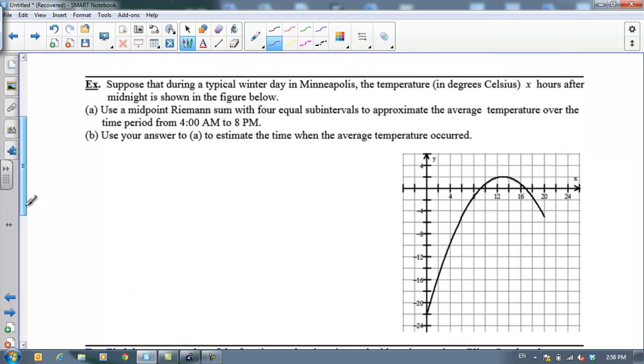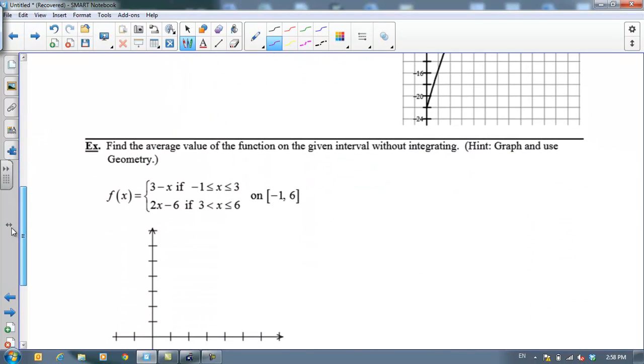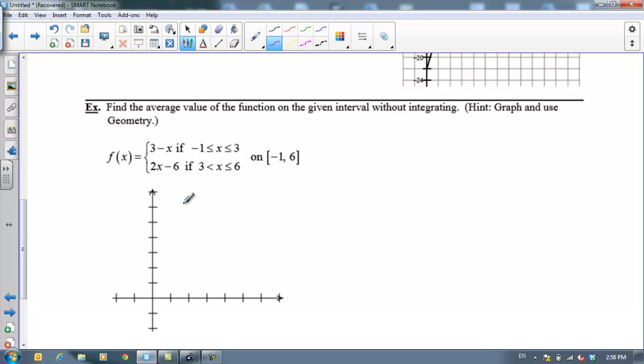Alright, well, I'm not going to do another Riemann sum with average value because we just did one. We don't need another example of that. But I do want to show you a way of doing it geometrically and getting the exact answer. Let's take a look at our piecewise function.